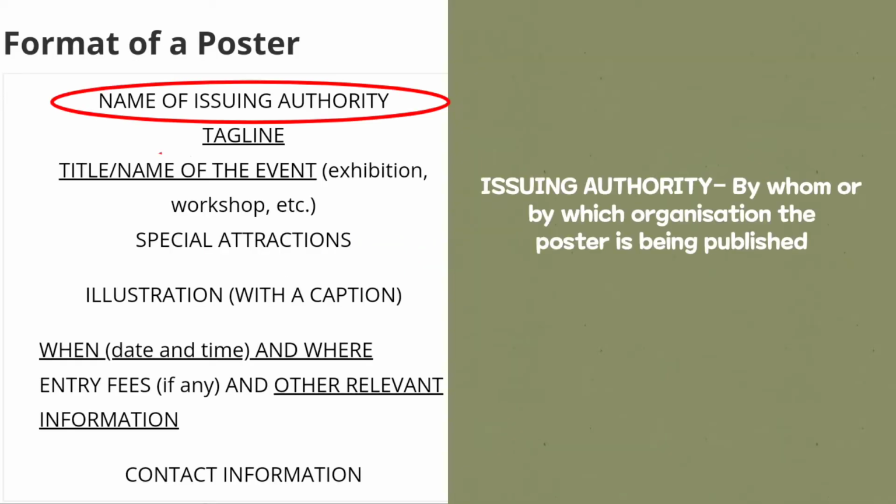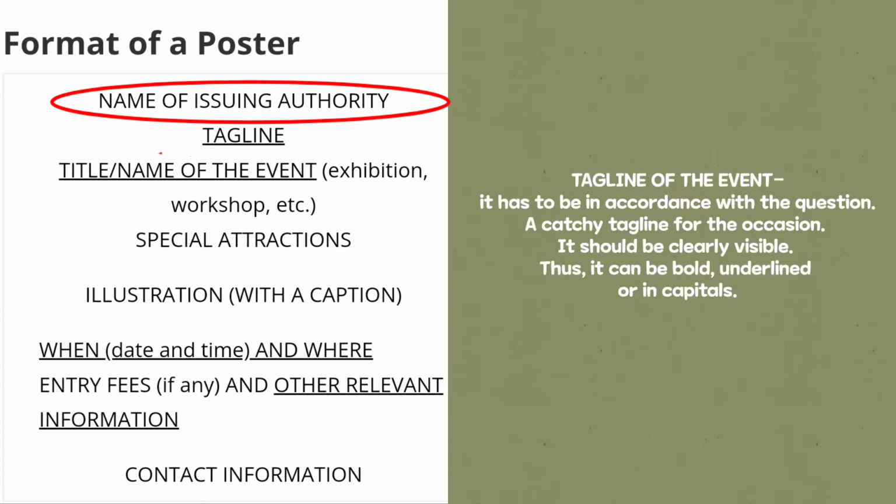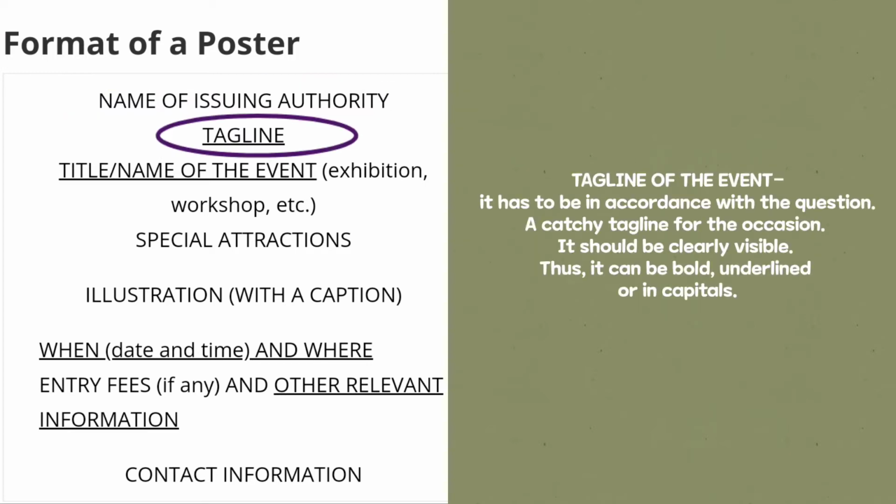Now let's have a look at the format of a good poster. The first thing that comes in a poster is the name of the issuing authority, by whom or by which organization the poster is being published. Then comes the tagline of the event. It has to be in accordance with the question. A catchy tagline for the occasion should be there. It should be clearly visible. Thus, it can be in bold, underlined, or in capitals as per the need.